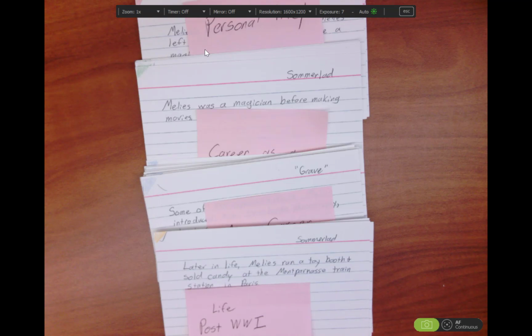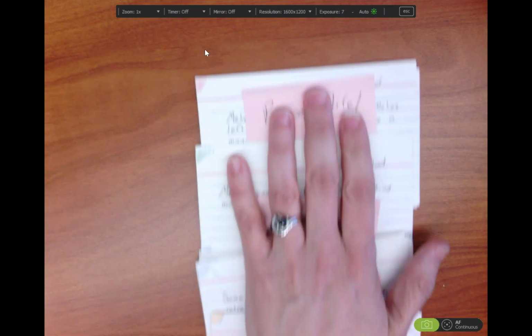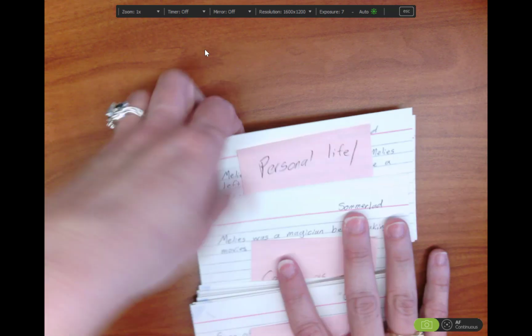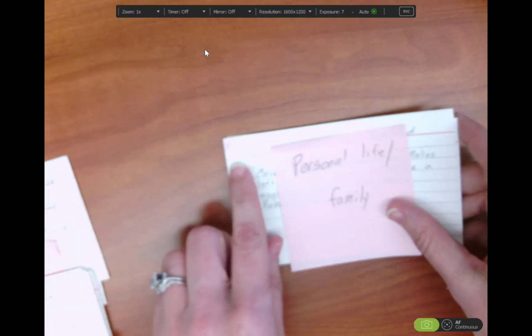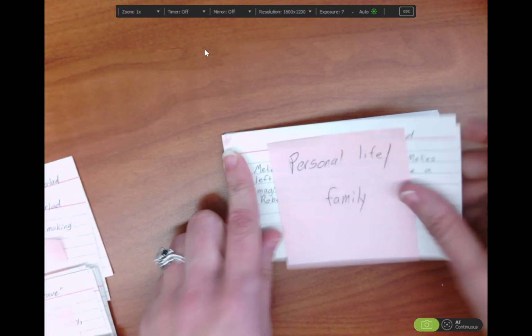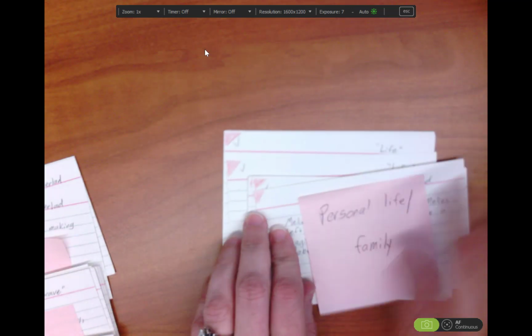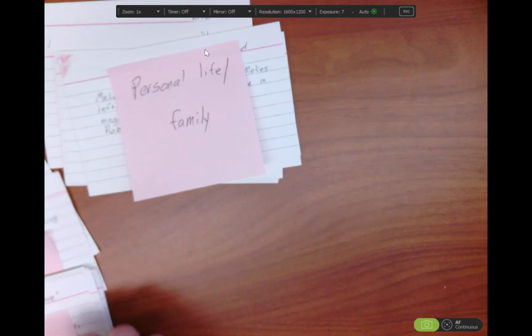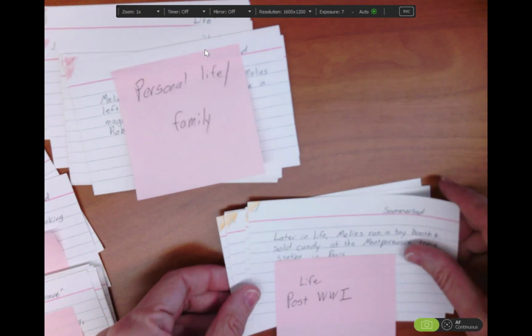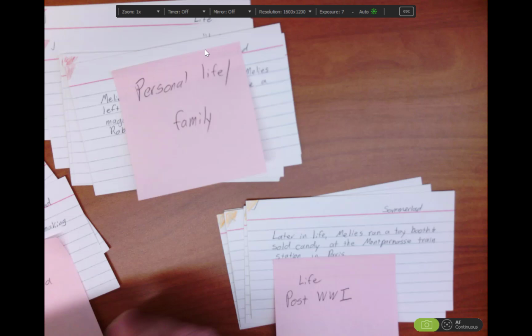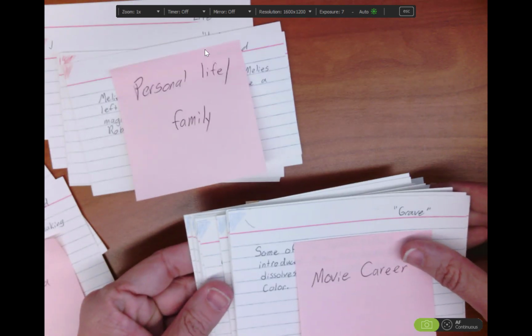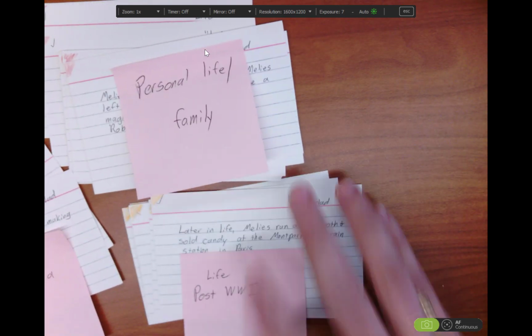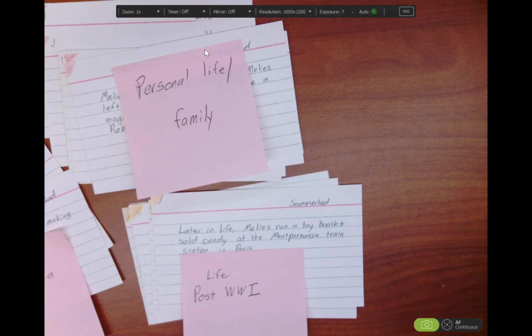Okay. Once I've done that, I'm going to color code them. So all of my cards about his personal life, up here in the corner, I've marked with a red, and just made a little red triangle. You can use a dot or whatever makes you happy. About his life post-World War II, these are orange. His movie career, I've done blue. Okay? And this helps me out later so that when I start sorting my cards, if I come back to it at some point, I can easily see where they go.